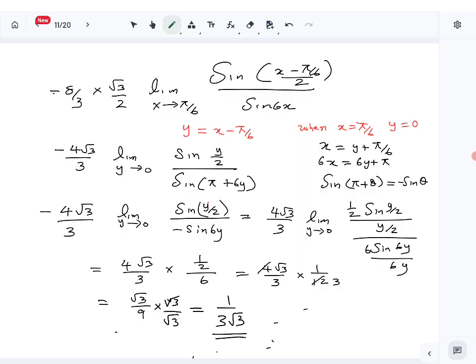Right. This is a long question. This can be done easily if they let you use L'Hopital's rule, but that is not taught in A levels. No? So I don't think you will get marks if you use L'Hopital's rule. So try to stick to the two special limits. Right. Next we'll do question number 6.